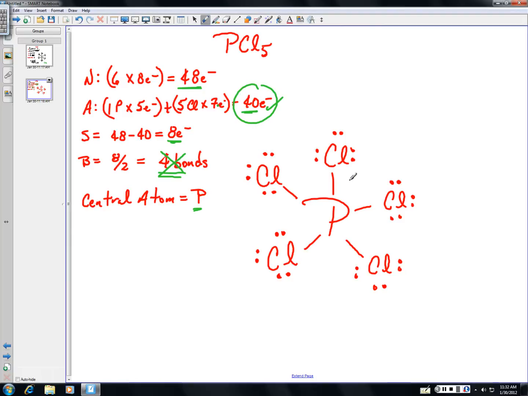But that's okay, because phosphorus is in that 3rd period, and so could have more than 8 electrons around the central atom. So hopefully you've got that. We understand how to go about that. And you'll be able to draw one of these on some future exercise if you're called on.